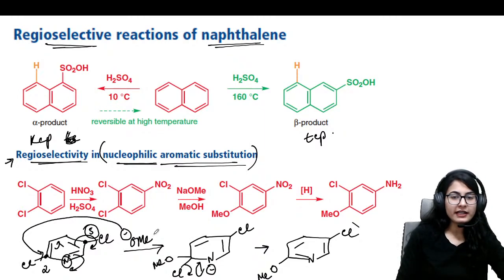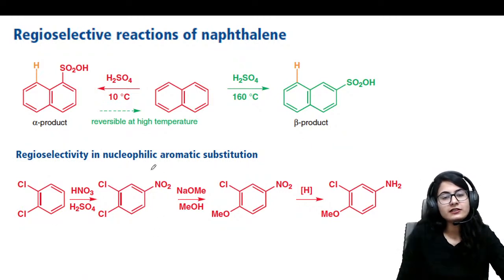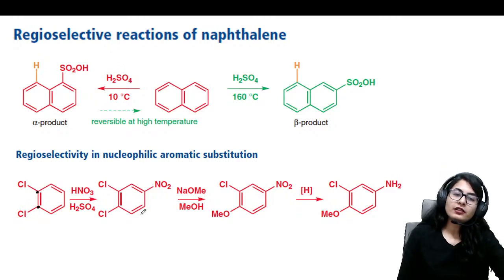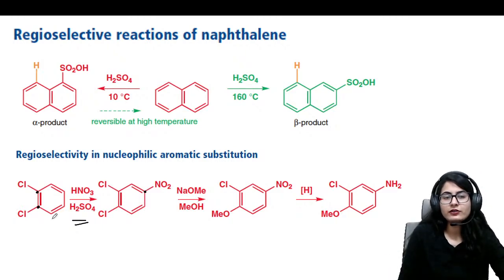Yes, absolutely right. So these are all once again regioselective reactions. Now let's look at a simple reaction over here. Somehow you have got 1,2-dichlorobenzene, and from there you want to first of all add a nitro group. How do we add nitro? By electrophilic aromatic substitution, so we have added it.